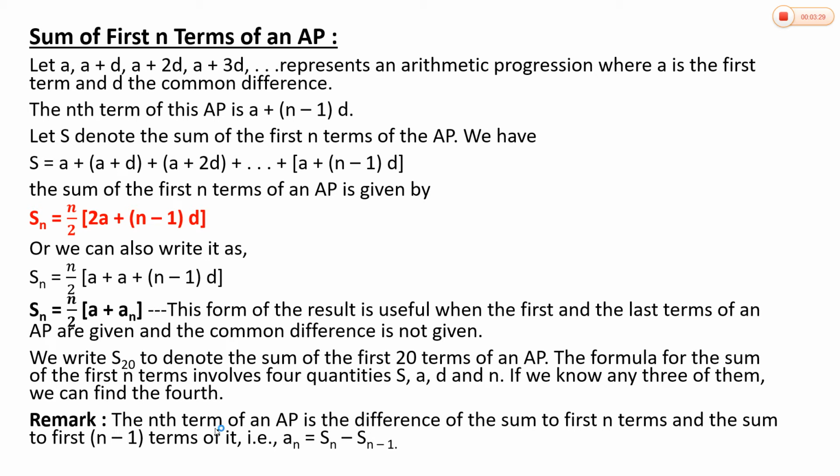A remark: the nth term of an AP is the difference of the sum of the first n terms and the sum of the first n minus 1 terms of it. That is, an is equal to Sn minus Sn minus 1. You can find an by subtracting Sn minus 1 from Sn.